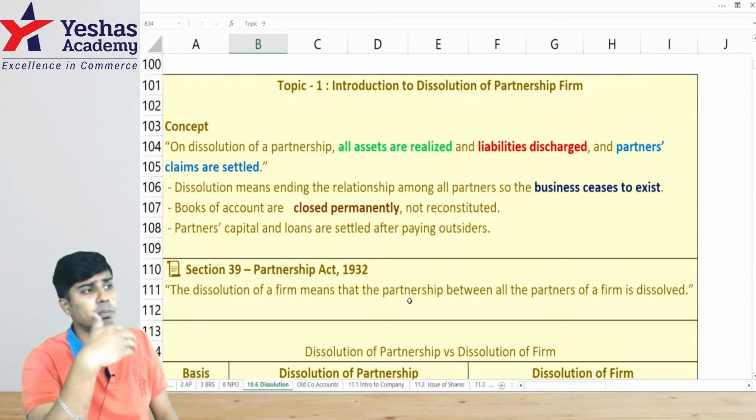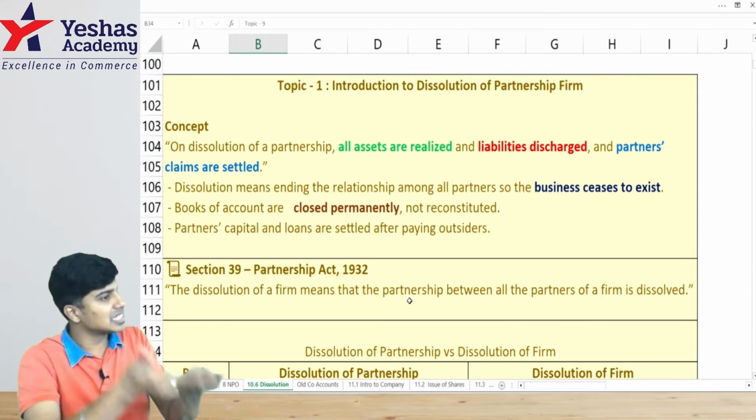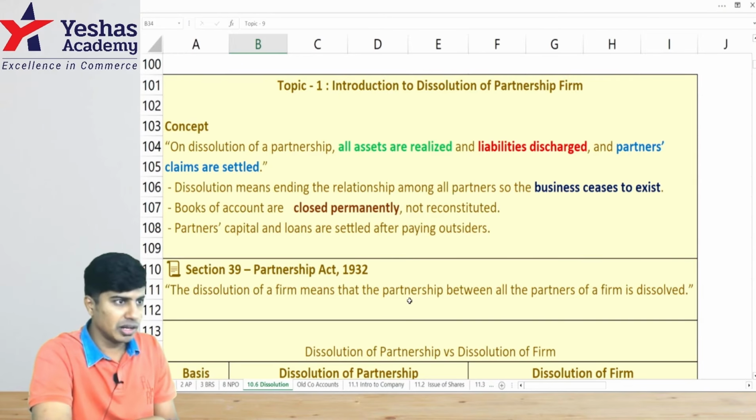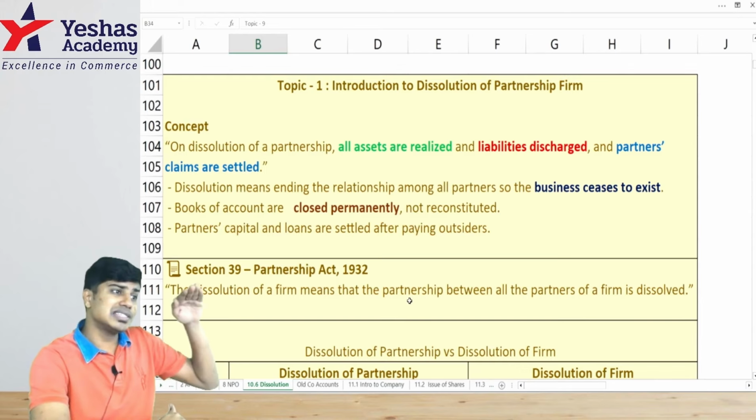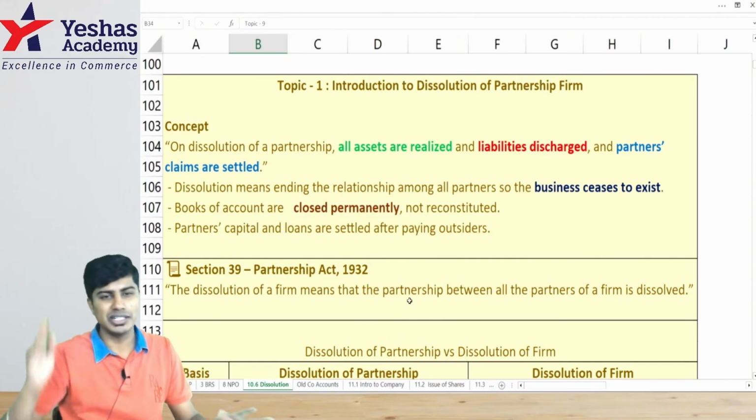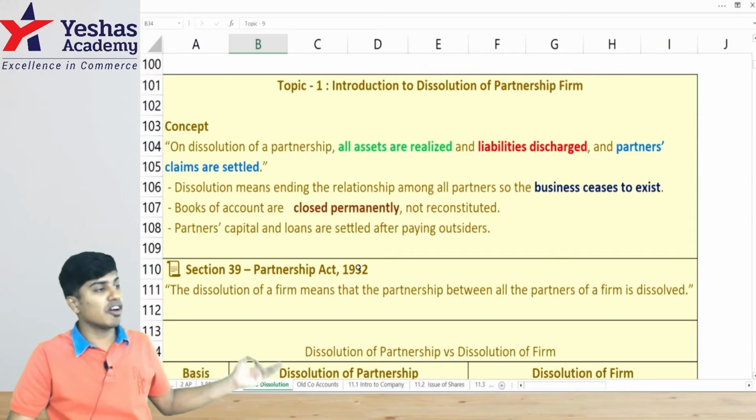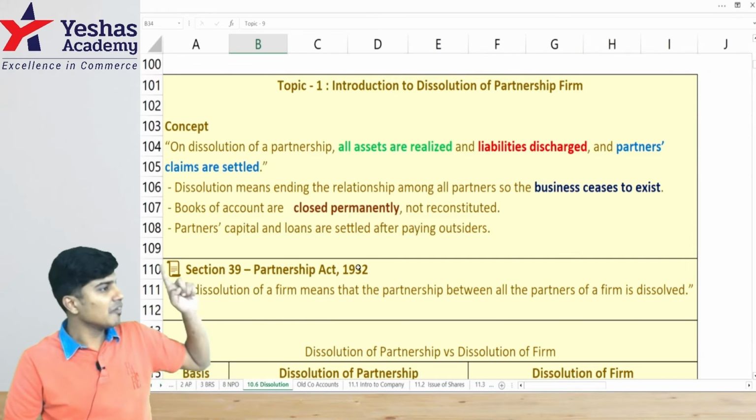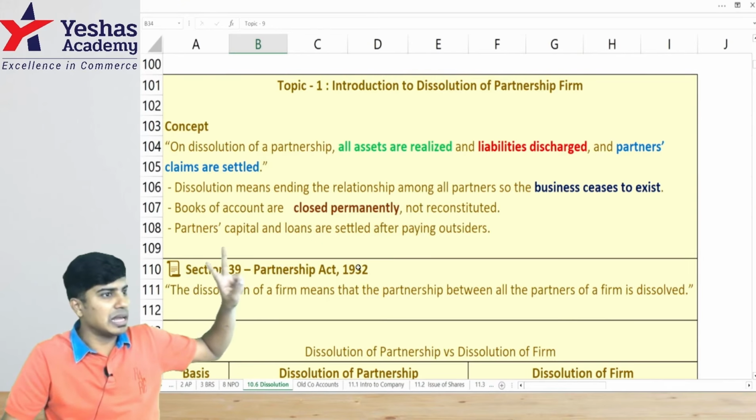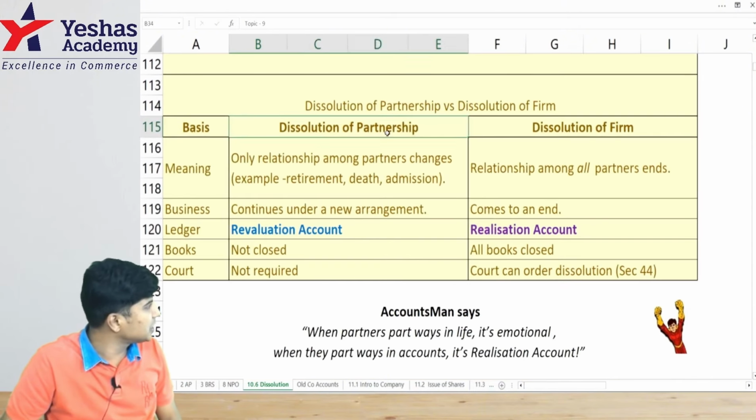If the amount payable to partners is less and the amount available is more, we pay that excess money to them: surplus, profit. If the amount available is less but their capitals are more, we will give that shortage money and ask them to adjust: realization, loss. Either way, in the case of dissolution of partnership firm, we sell all the assets, pay all the liabilities and settle the capitals. This is different from partnership dissolution.